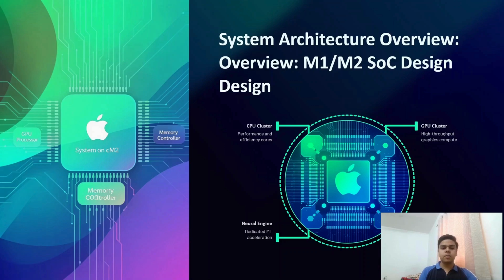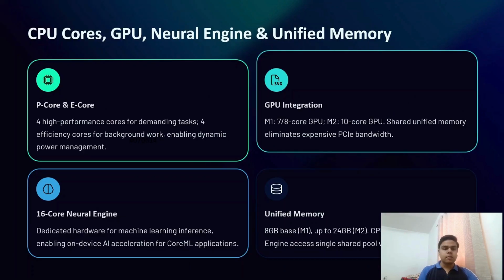Now let's break this down further into CPU, GPU, and memory details. CPU: the performance core handles demanding workloads while the efficiency core takes care of lighter background tasks. The GPU in M1 and M2 is fully integrated, which means there is no separate VRAM, and both CPU and GPU use the same unified memory. The unified memory drastically boosts performance, reduces latency, and helps in work like video rendering and editing.